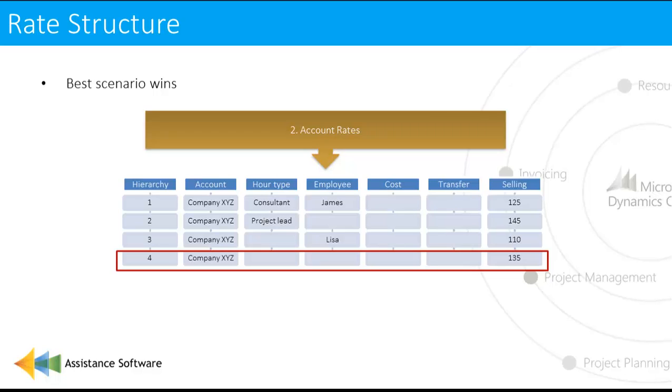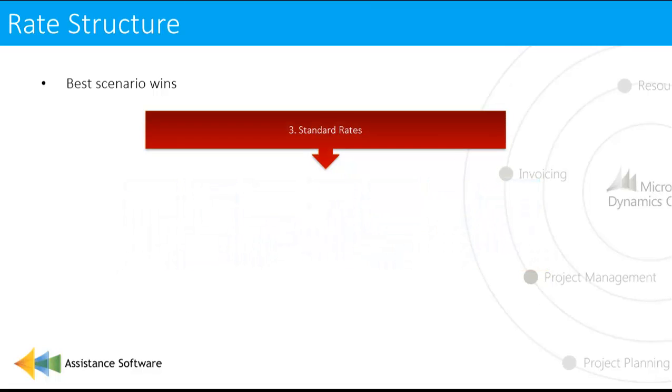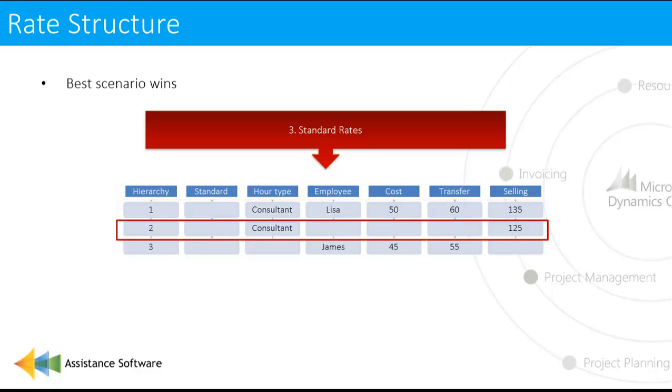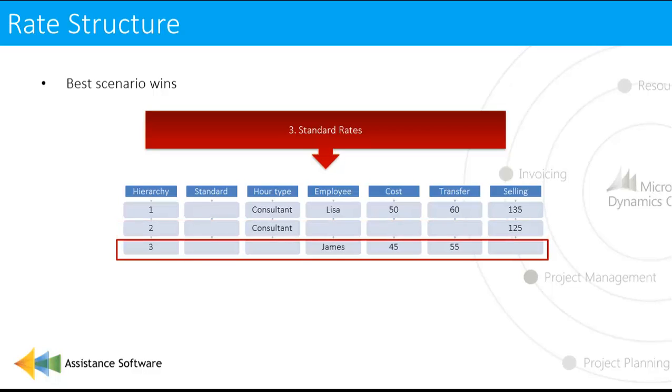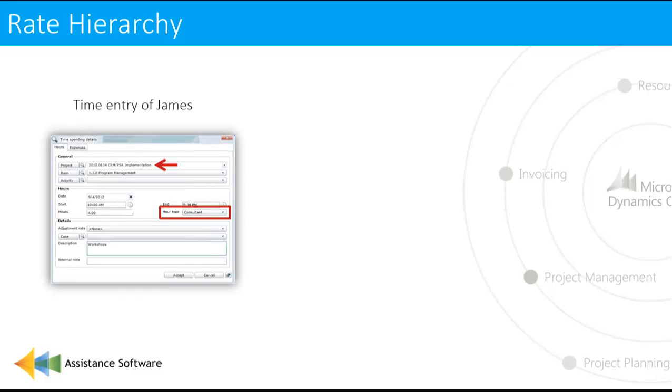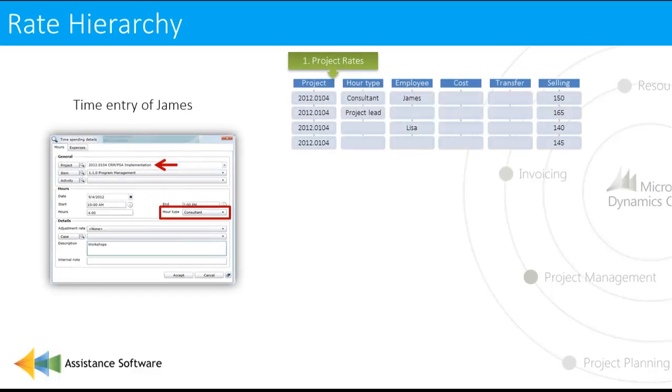If there are no rates specific to the account of the time entry, PSA will look at the standard rates for the combination of the selected hour type and the employee. If it can't find it, it will then look for a rate defined for the selected hour type. If no rates are defined for the selected hour type, PSA will then apply the employee rates. Finally, if there are no employee rates defined, the last option for PSA will be to apply a 0 rate to the entry.